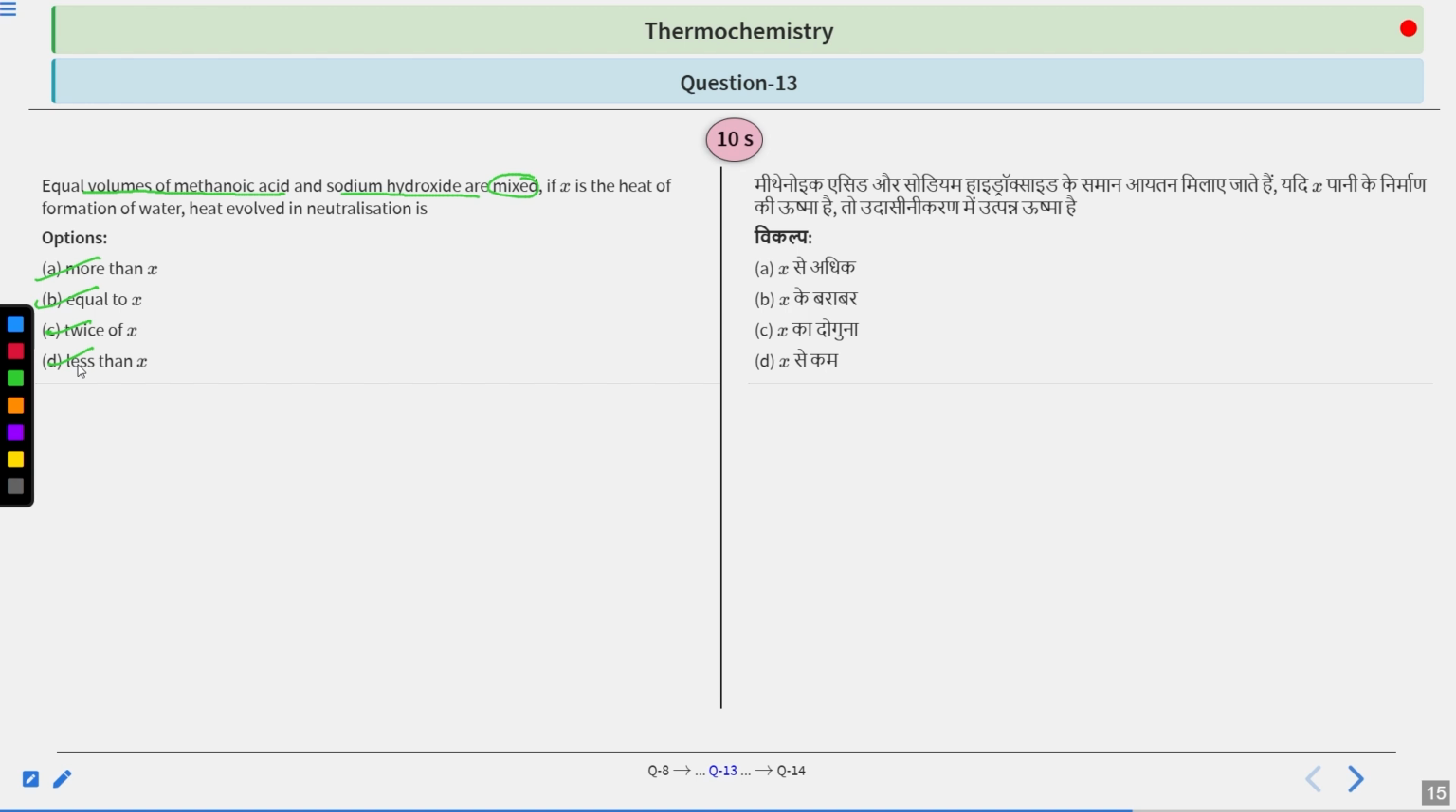And what is the formula for methanoic acid? It is HCOOH, or formic acid, you can also call it formic acid. So for formic acid, what is the N factor? It is 1. For sodium hydroxide, it is also 1. Since equal volumes are taken, they will completely neutralize each other. Now during the neutralization, what is the main reaction? Just remember that first of all, and remember that this is a weak acid. Now you have enough hint to solve this question. So your 10 seconds to solve this question starts now.